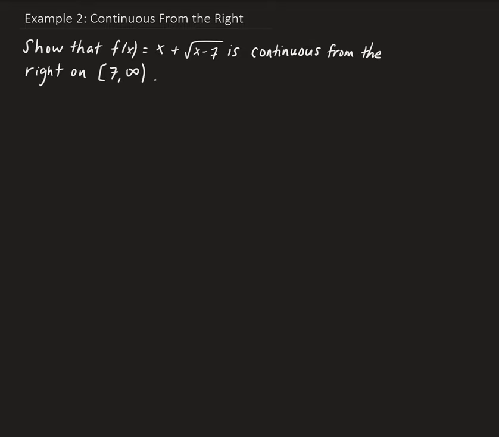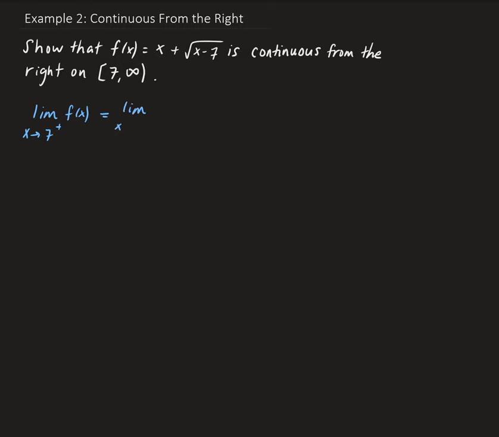In this example, we want to show that the function f of x equals x plus the square root of x minus 7 is continuous from the right on the interval where x goes from 7 to infinity. So first, what we need to do is find the limit of our function as x approaches 7 from the right side.